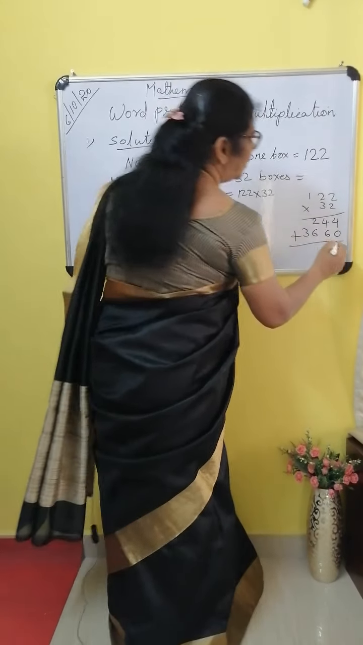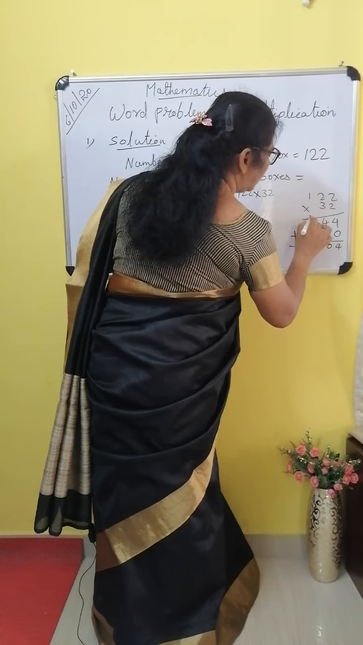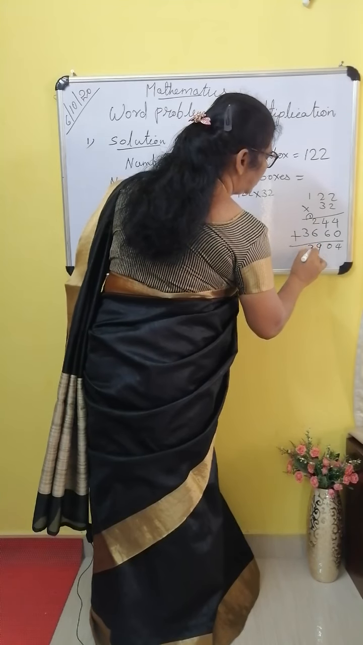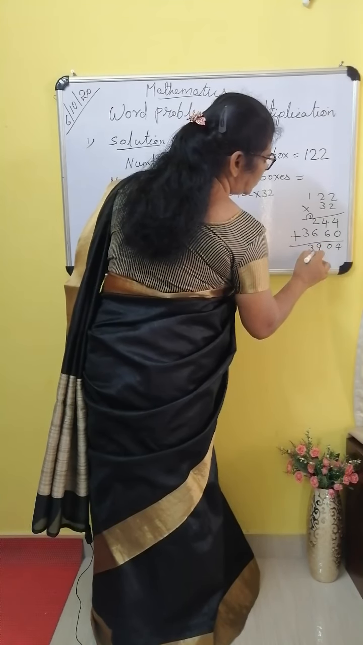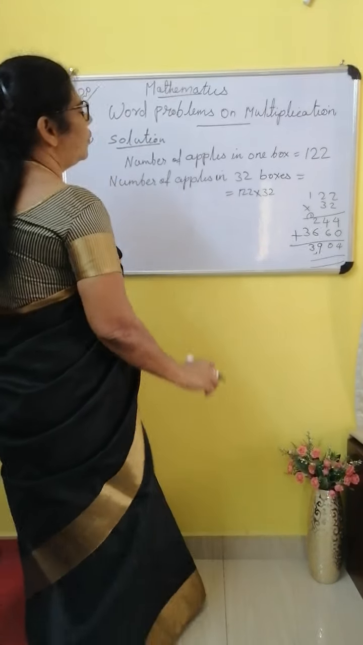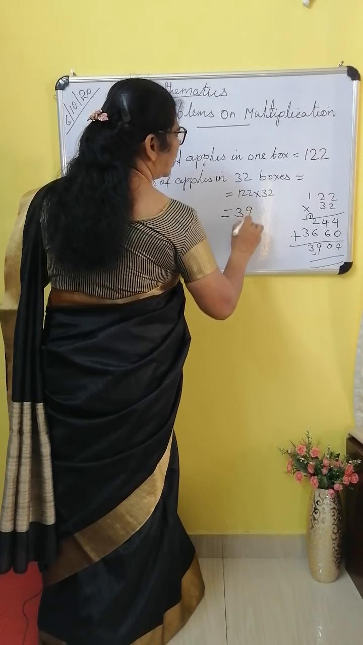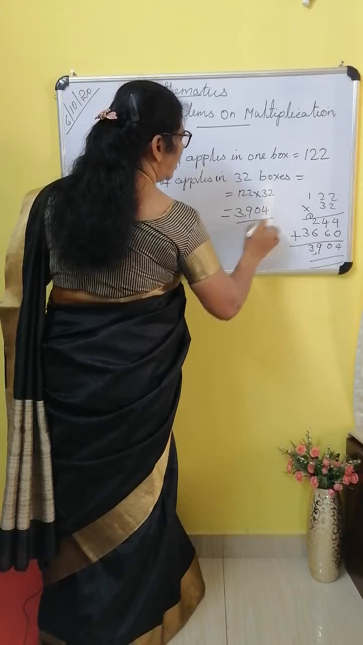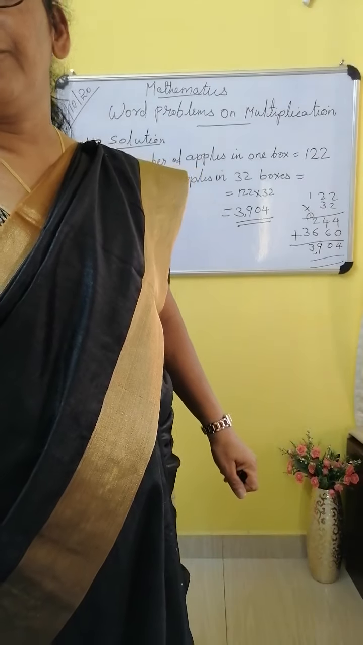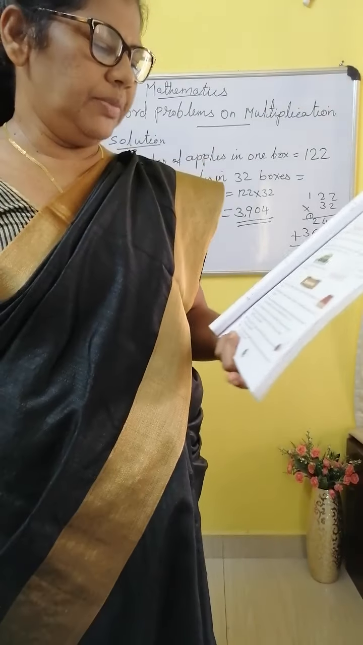Okay. Do it properly. 4, 6 plus 4, 10, 0, 1 remainder, 6 plus 2, 8 plus 1, 9, here 3. So, after 3 places you can put a comma. So, you are getting 3904. Here you can write 3904 and underline. Okay.